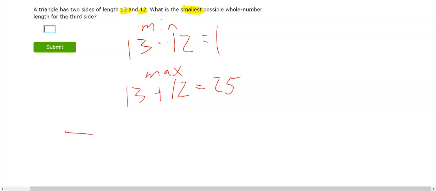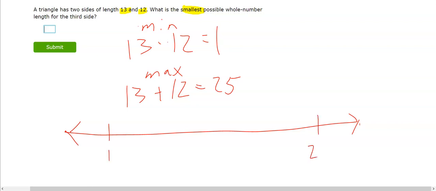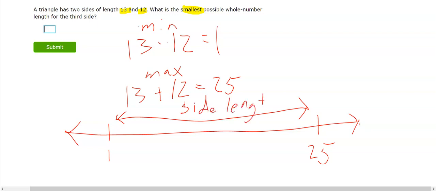Okay, let's look at a number line this time. All right, so over here is 1. Over here is 25. And all the way between here is where our side length can fit. Okay, the only problem is we can't use these two numbers. We need to pick numbers inside that range, anywhere from 1 to 25. Well, again, we want a whole number, so no decimals, and the number that's right next to 1 is 2.